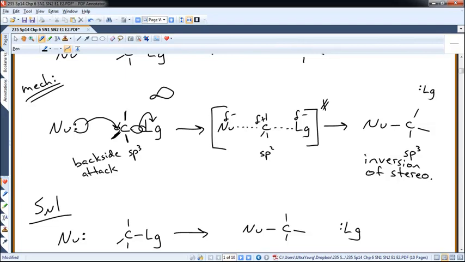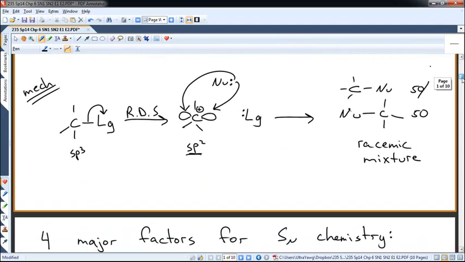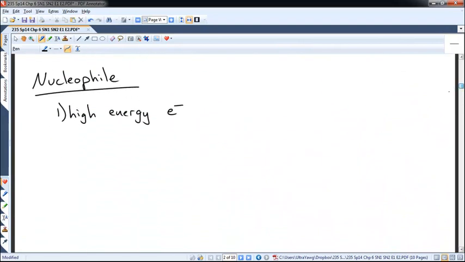If the energy of the electrons is not high enough, that bond will not form, because it'll be endothermic, or the equilibrium will say it's not worth it. So, high energy electrons, definitely helpful. The higher the energy of the electrons, the better the nucleophile will be.